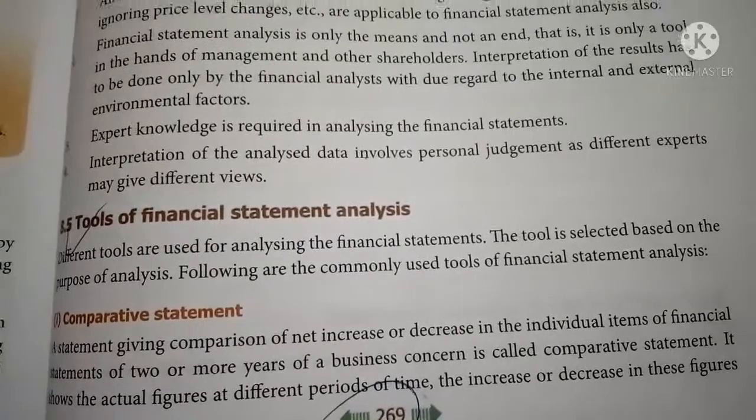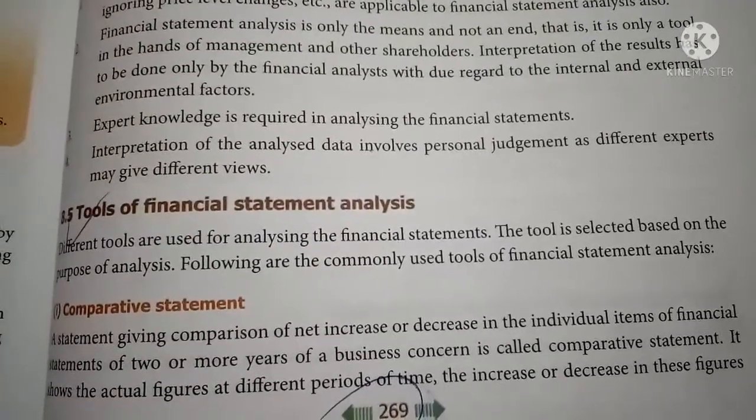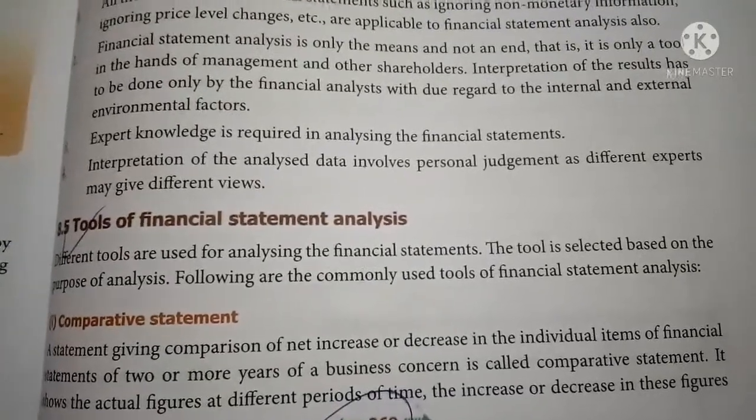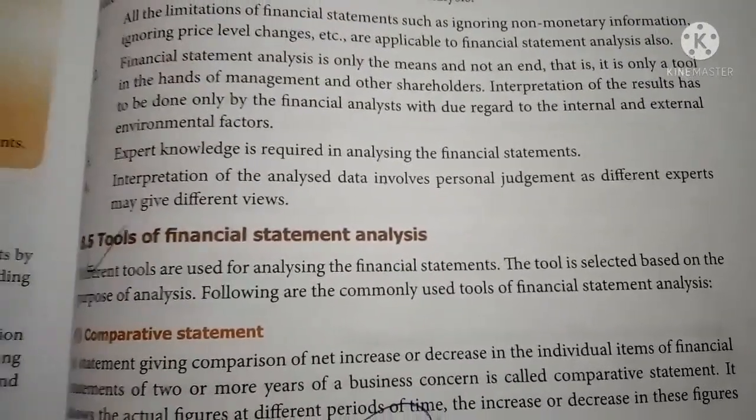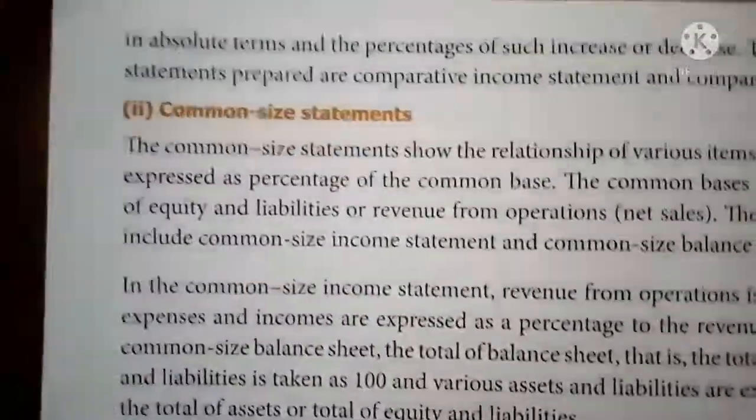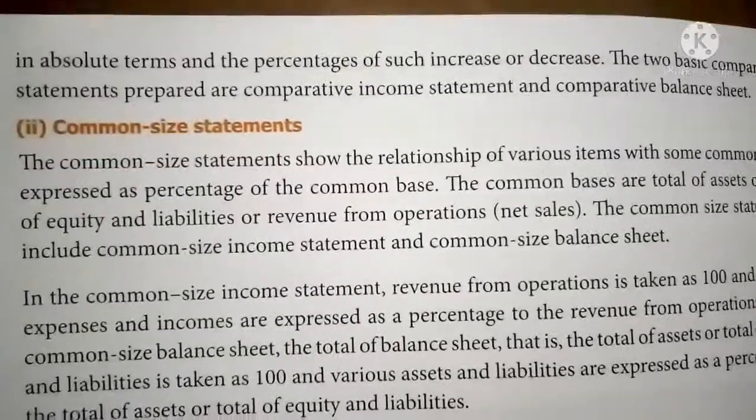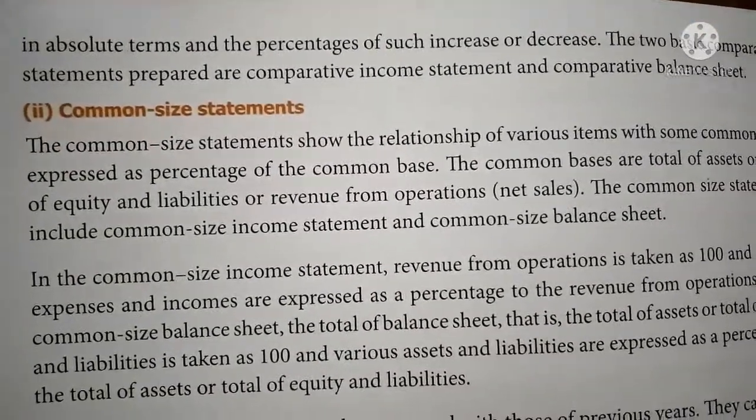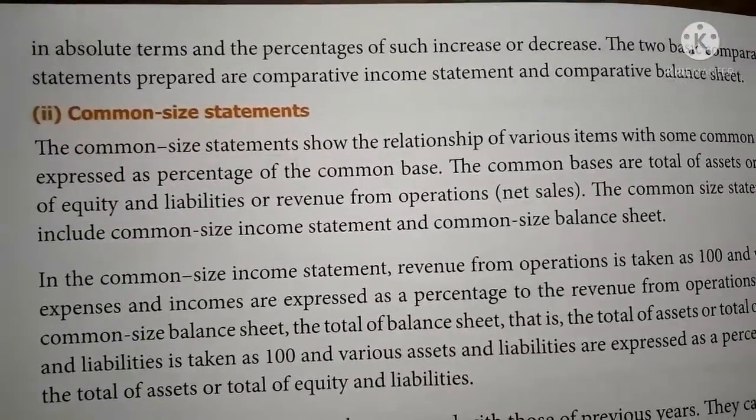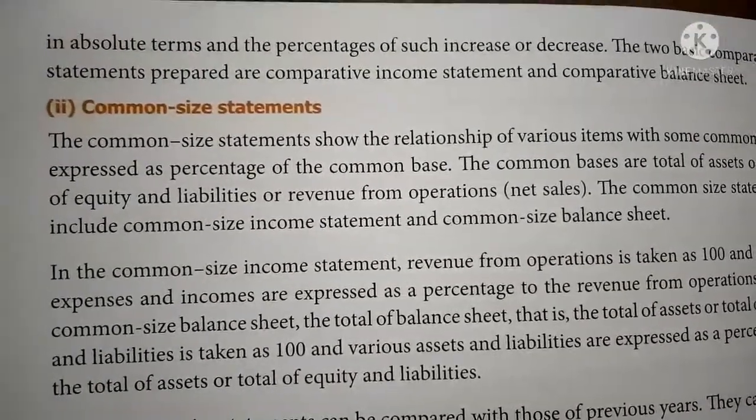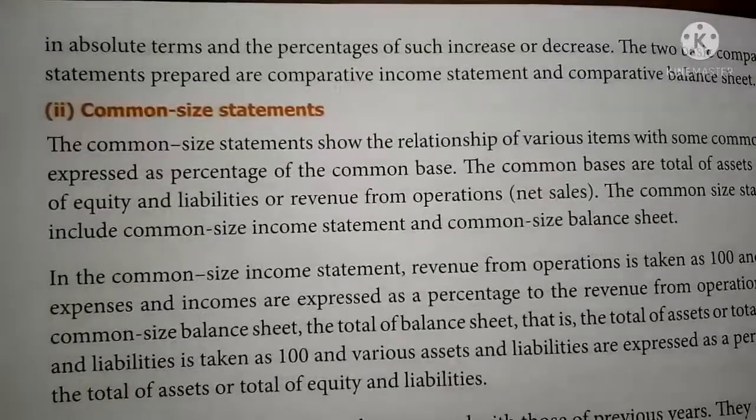It shows the actual figures at different periods of time, the increase or decrease in the figures in absolute terms, and the percentage of such increase or decrease. So there are two types of comparative statement, that is comparative income statement and comparative balance sheet.